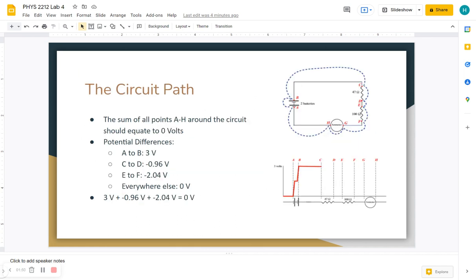For our circuit path, we can see from the loop rule that the sum of all points from A to H around the circuit should equal 0 volts. And it does, because from A to B it's 3 volts, from C to D it's negative 0.96 volts, and from E to F it's negative 2.04 volts. Everywhere else it's 0. So when we add all these values up, we get 0, confirming that the loop rule is correct.